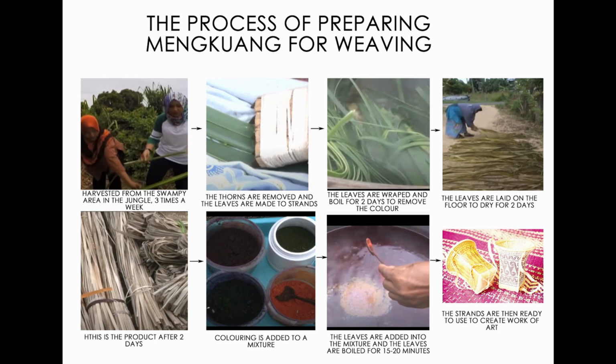Then they wrap it around each other and boil it to remove the color. The color goes from green to a whitish yellow after 2 days of boiling. Next they dry it for another 2 days, and after drying they boil it again, but with a solution mixed with coloring depending on what color they want. They boil it for 15 to 20 minutes and you've got your color already. Then they dry it for 1 hour and it's ready to be used as weaving material.